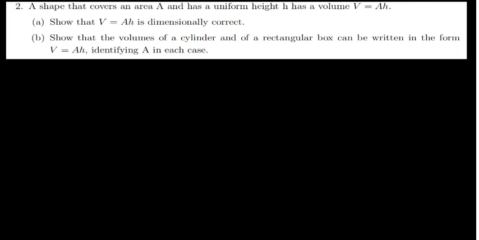Okay, I'm back. Sorry. So we're saying that a shape that covers an area A has a uniform height h and has a volume of v, so we can write the formula there, which is v is equal to ah. Show that v is equal to ah dimensionally. You remember what we were doing yesterday? Okay, cool. So what are the SI unit for volume?